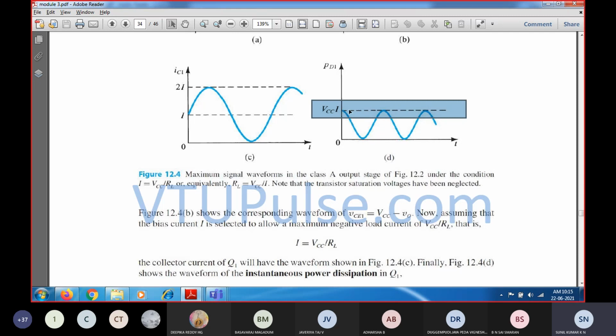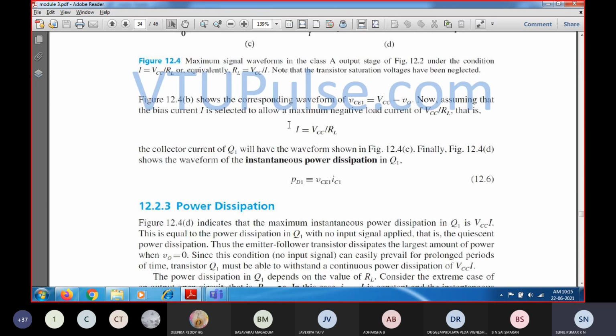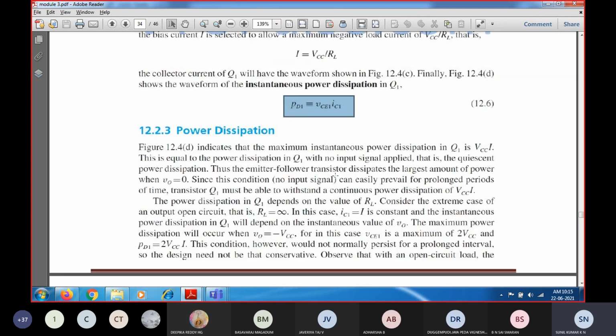So this can be considered as the maximum power dissipation, and we have seen the current as well as power dissipation expression in this one. So in order to find out the power dissipation to the load, we are going to consider two cases for this: when RL is equal to infinity and when RL is equal to 0.